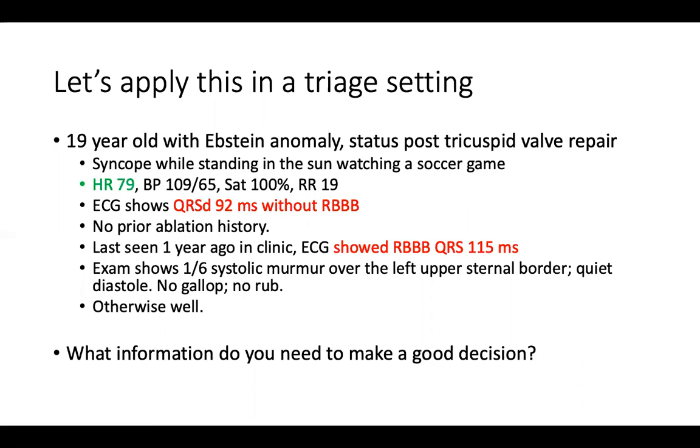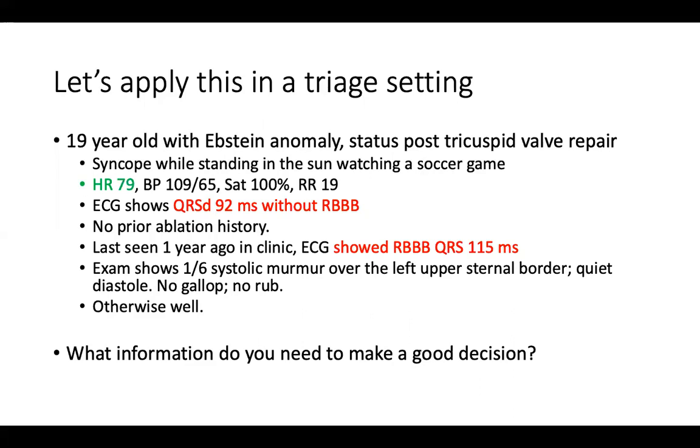All right, now let's change and say the heart rate's totally fine. Heart rate's 79 now. Everything else is exactly the same, but the EKG shows a QRS duration of 92 milliseconds without right bundle branch block. And a year ago, the ECG showed right bundle branch block with a QRS of 115. In this setting, my advice would be assume this person is pre-excited unless you have data otherwise.